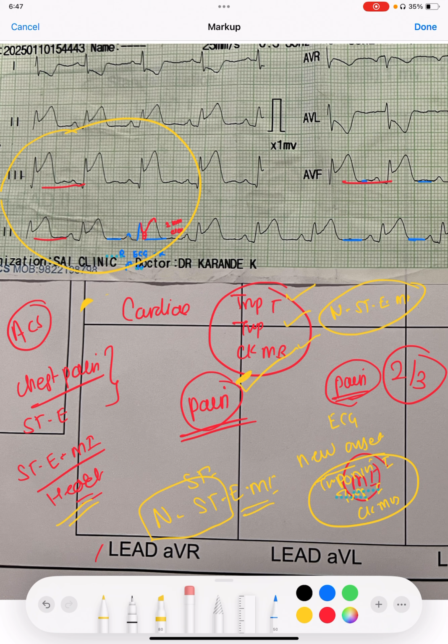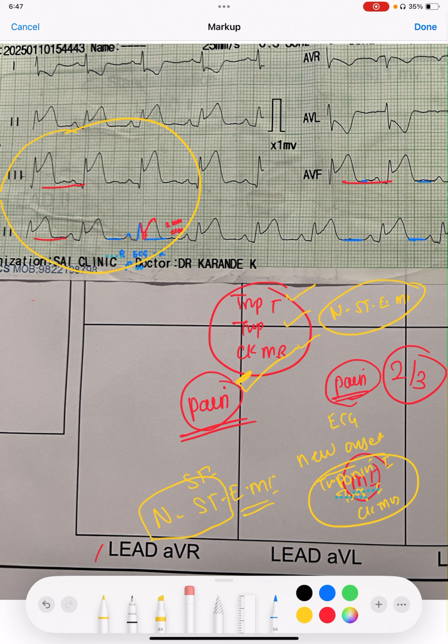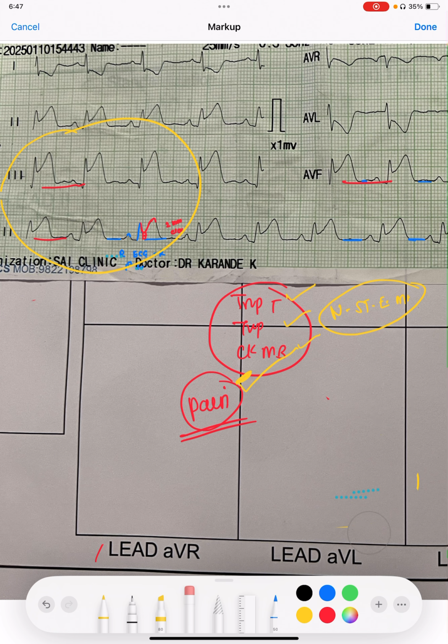So how to treat? Same. If we label it as non-ST elevation MI, same. We have to give dual antiplatelet loading dose, that is Ecosprin 300, clopidogrel 300, or ticagrelor 180 milligram, and atorvastatin 80 milligram, or rosuvastatin 40 milligram. We have to do this. Again, Clexane also has to be given, or fondaparinux can be given as 5 milligram OD, or heparin can be given as 5,000 four times a day.